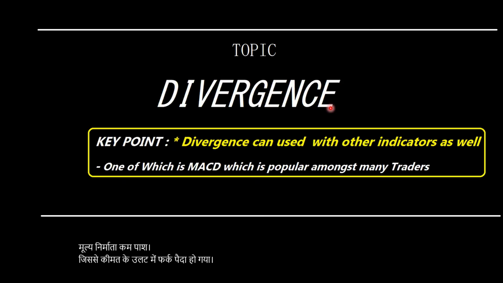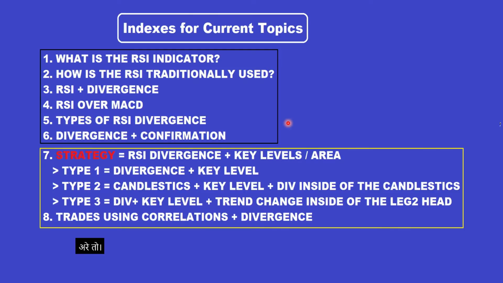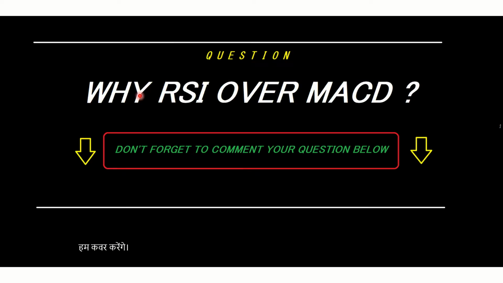Now, divergence can be used with many other indicators as well. One of which is MACD, which is popular amongst many traders. So we will cover RSI over MACD.